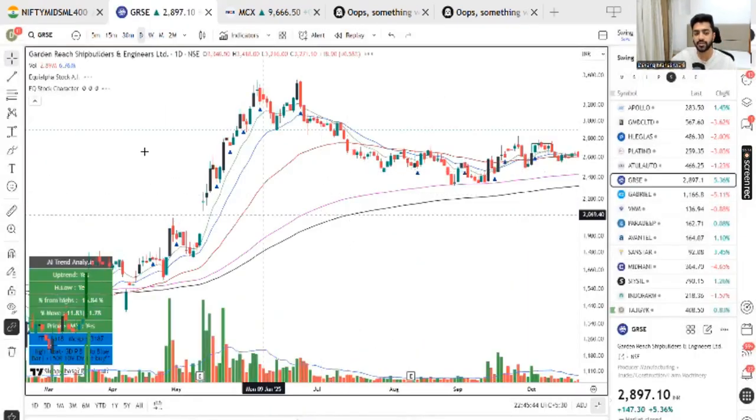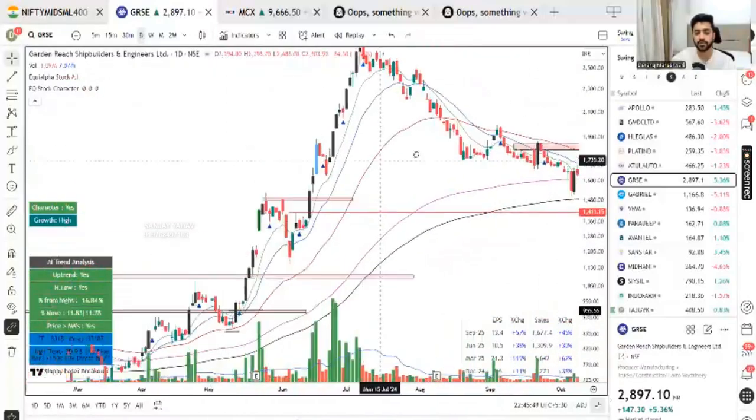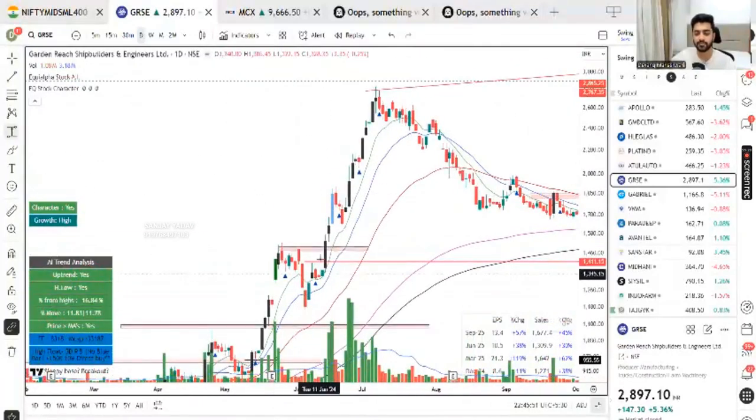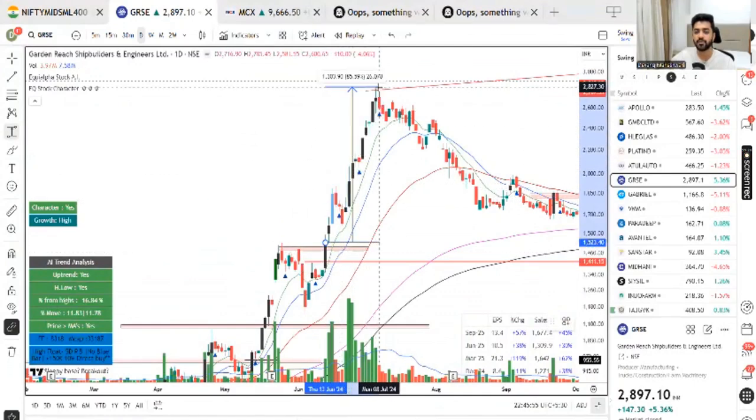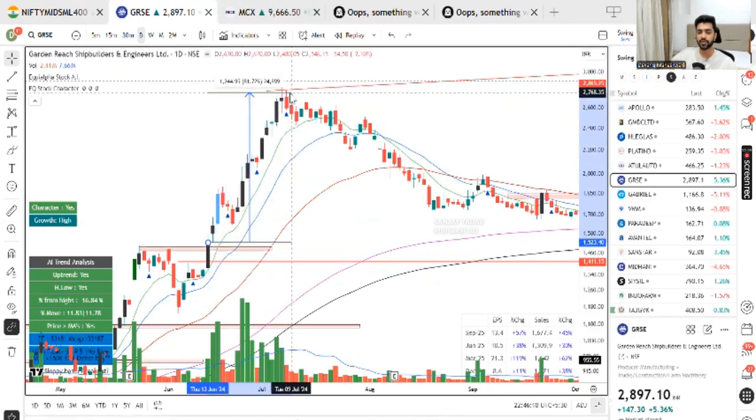Let's say GRSE, this move. Somewhere, let's see this one. Here. See how it can move above 10 EMA. It can do wonders. It can do wonders. 85% move. Can sell some part based on risk reward and keep the balance holding.